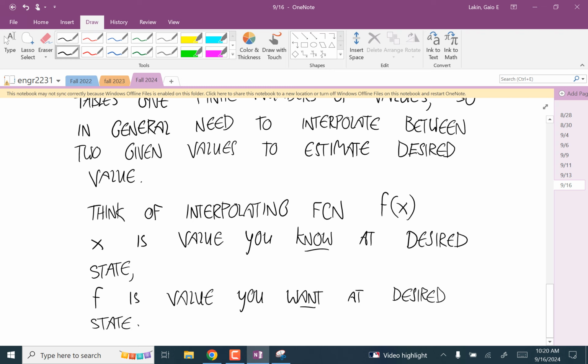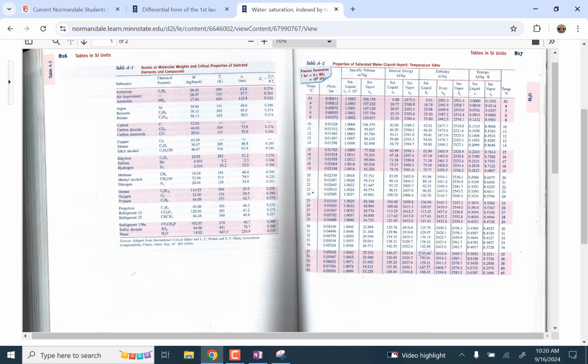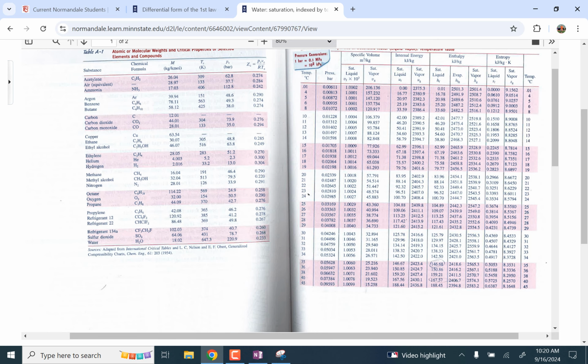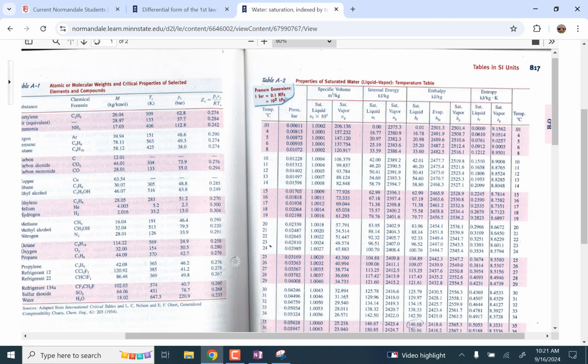Okay, so let's look at what these property tables look like. These are all given in D2L. Remember we have saturation tables where you just look things up by a single index value. Those are the easier ones to use. And then we have the tables that aren't saturation, like compressed liquid or superheated vapor, where we have to look it up by two indexes, and that's more of a pain. So this is what a saturated table looks like. This is for water.